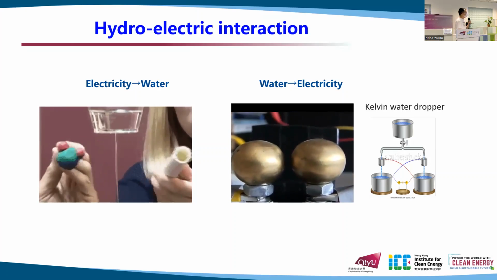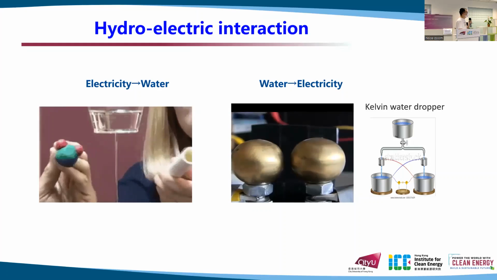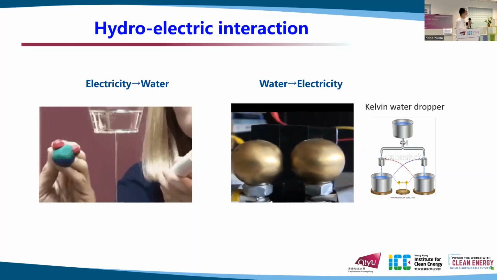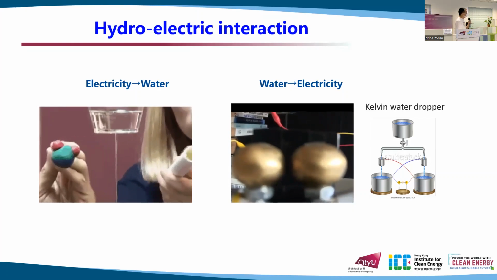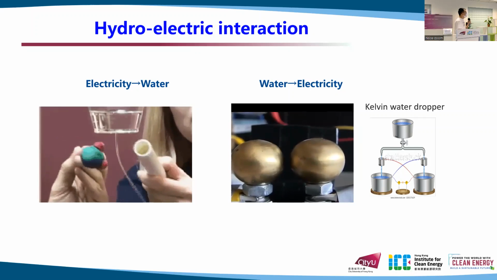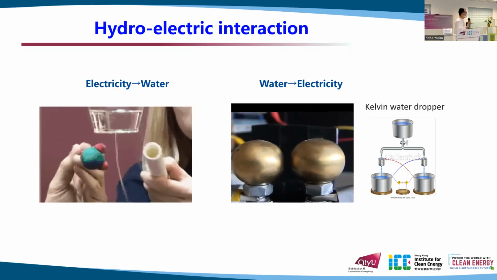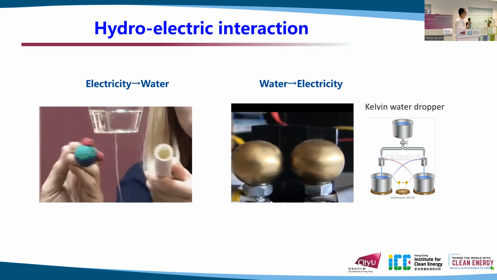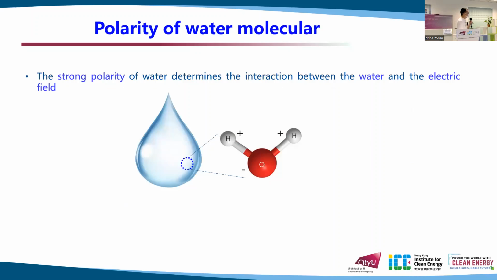And the right side shows a technique called the Kelvin water dropper. It utilizes the water flow to generate electric output, with the voltage output reaching thousands of volts. Such a process demonstrates the conversion from water kinetic energy to electric energy. So how does this conversion between water kinetic energy and electric energy occur? We can get the answer from the molecular structure of water.